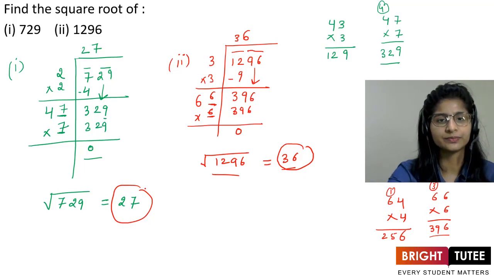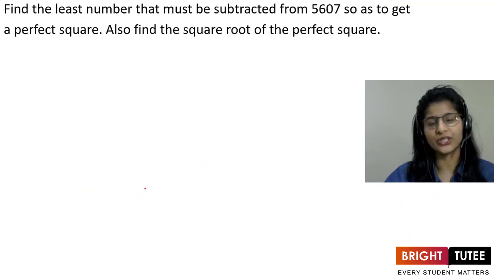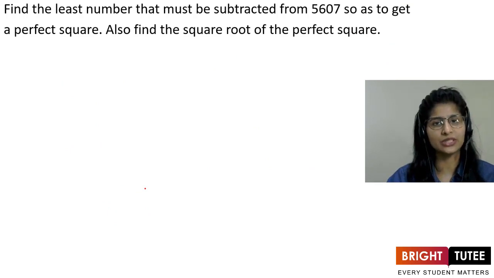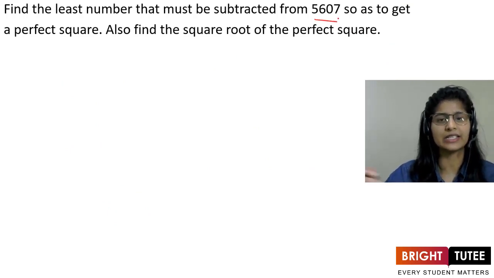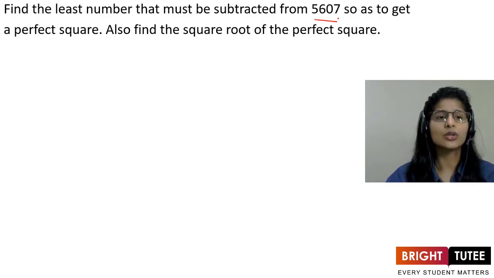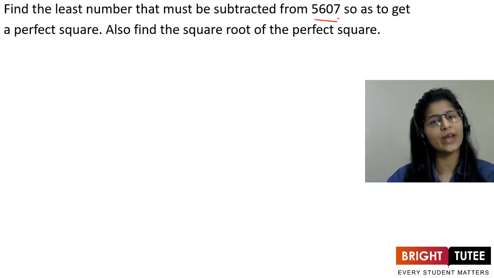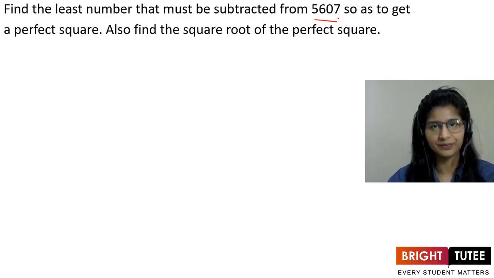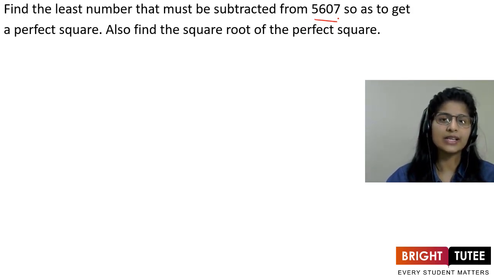Clear? So let's move ahead now. Here is one question that they're asking: find the least number that must be subtracted from 5607. This is the number given and we have to find the least, that means the smallest number, and we should subtract that number from 5607 so as to get a perfect square. And when we get the perfect square, we have to find the square root of that perfect square. Right? So first of all, we'll go with the division method for 5607. Then only we can come to know what is the number to be subtracted from this to find out.